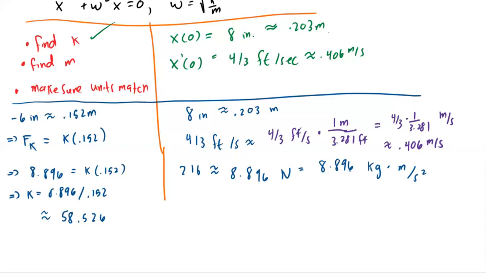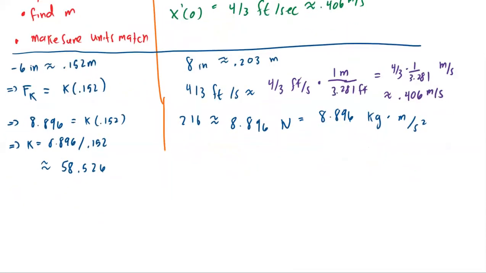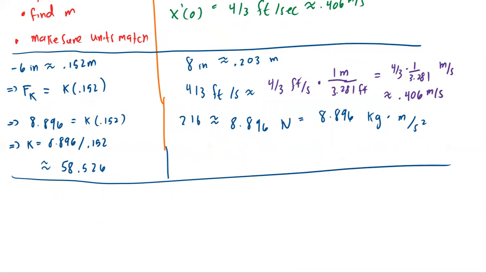Now, how do we find the mass? Well, we're given the weight. We should be able to find the mass if we know the weight, because we also know the acceleration due to gravity. So we know that the weight is equal to 8.896 newtons. Remember, weight is acceleration due to gravity times mass. So this is equal to the acceleration due to gravity, which is 9.8 meters per second squared.